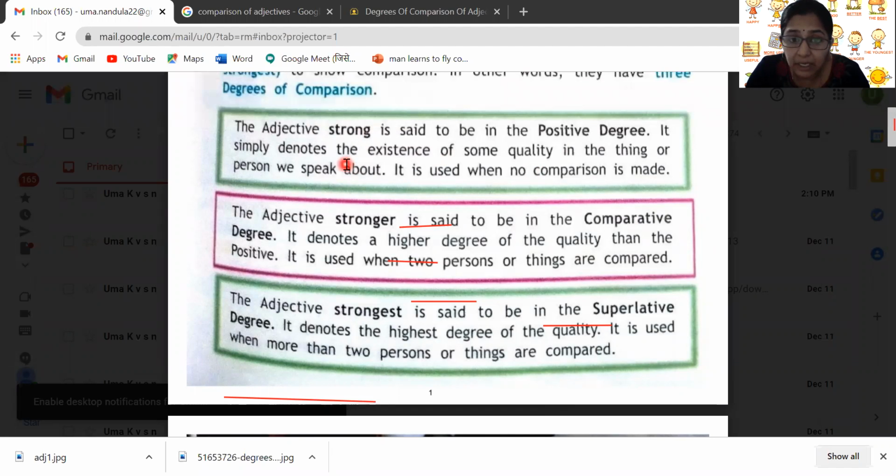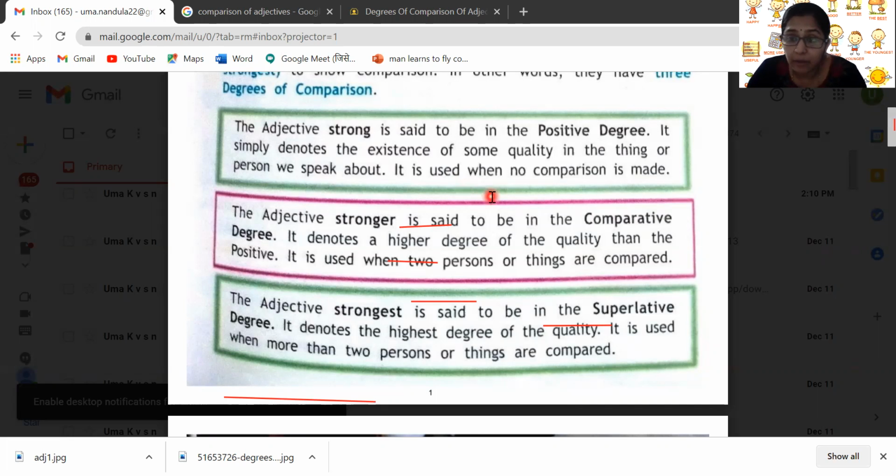It simply denotes the existence of some quality in the thing or person we speak about. It is used when no comparison is made. When we don't make any comparisons, we use the word simply, like Sita is a good girl, Arun is a strong boy, Asha is a smart girl, it is a clever dog. So when we are not comparing, we are only talking about that particular thing, we use a certain quality for it. It is a quality milk, the milk is white in color.